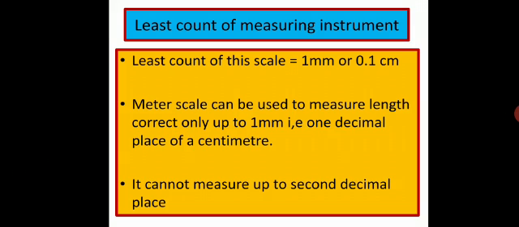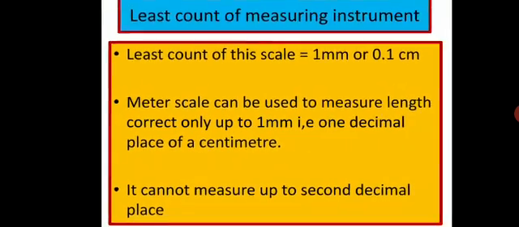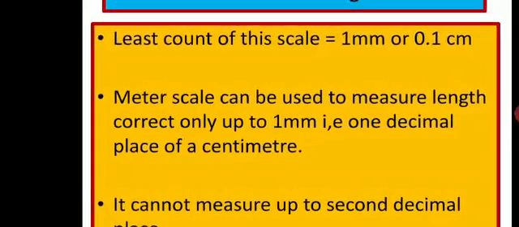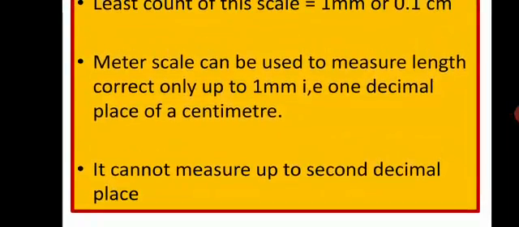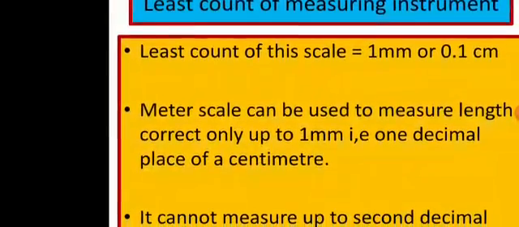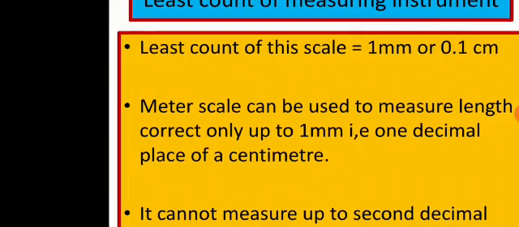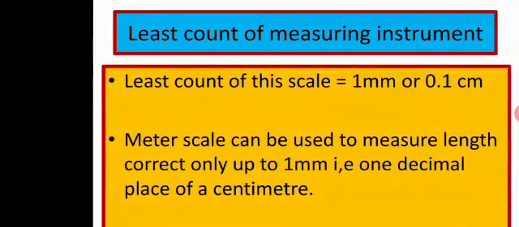So the least count of this scale is equal to 1 mm, or if you write it in centimeter, you will have 0.1 centimeter. Thus, from these examples, we can say the meter scale can be used to measure length correct only up to 1 millimeter. That is 1 decimal place of a centimeter. You need to take notice of this. It cannot measure up to the second decimal place. You can write down these points in your notebook.